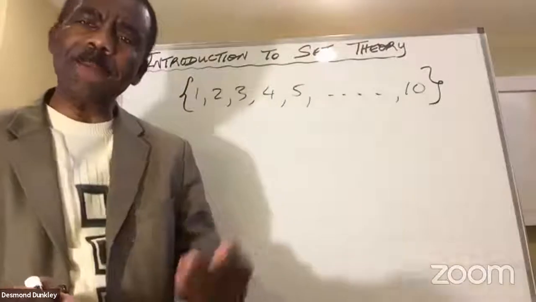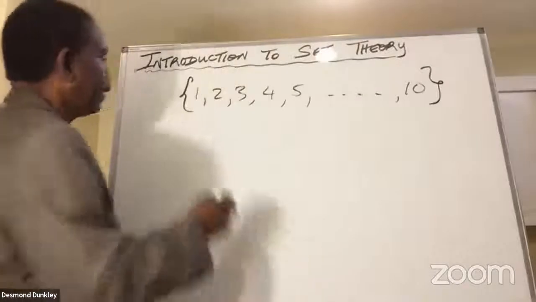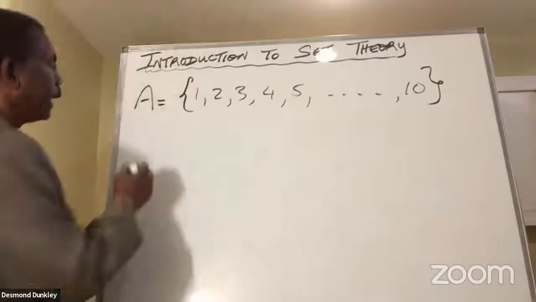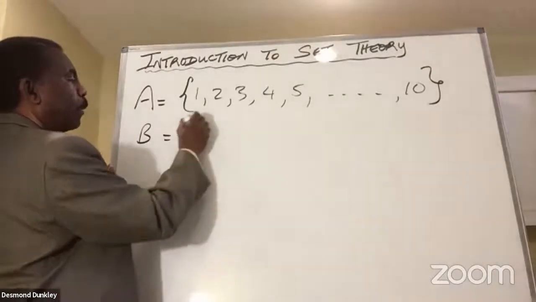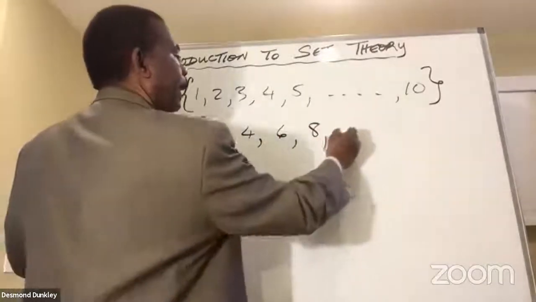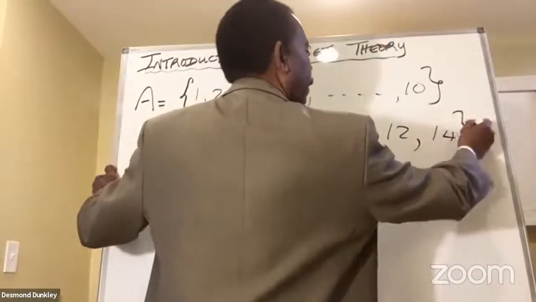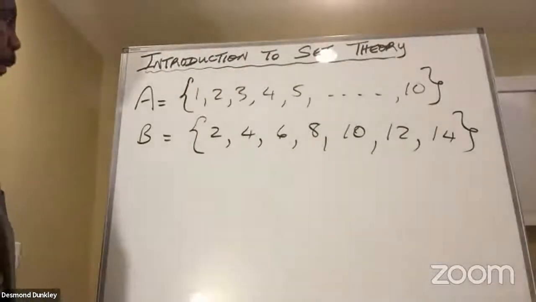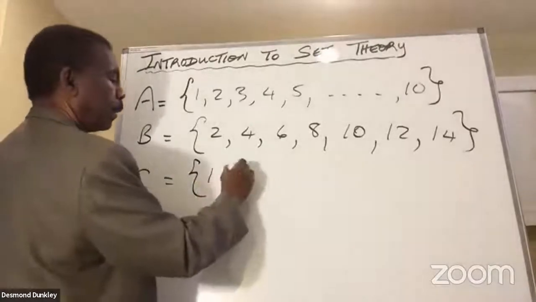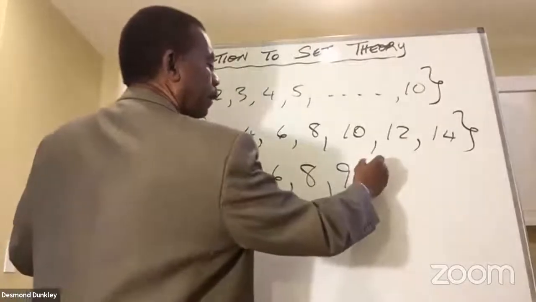And it's often given a name. And we normally use an uppercase letter to name a set. So you could say that this is a set A equal. Then I could say the set B is equal to 2, 4, 6, 8, 10, 12, 14. Then I could say C is a set of numbers 1, 3, 6, 8, 9, 11.